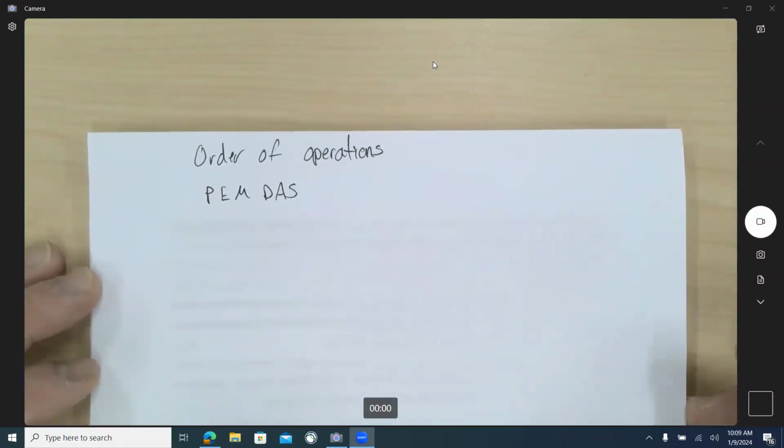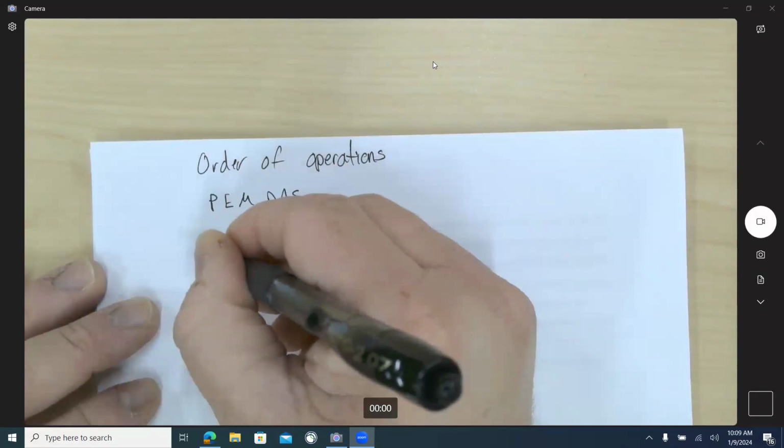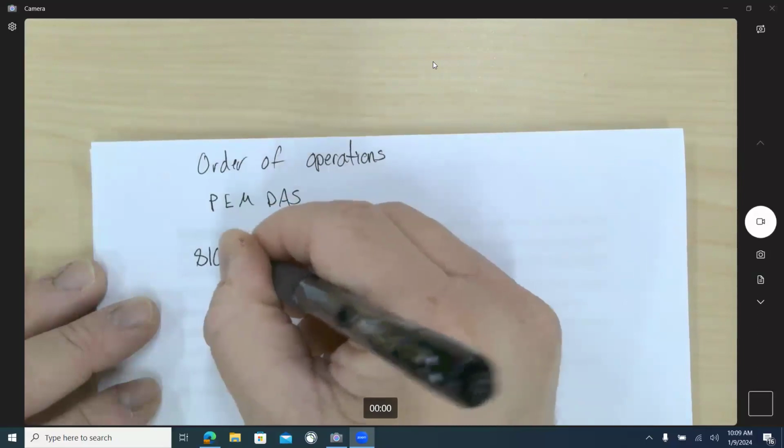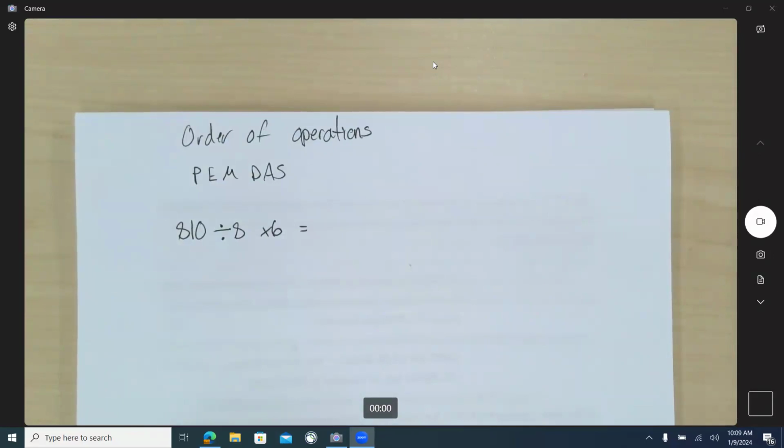So, let me try to remember here. Okay, let me write you a question. I want you all to do this on your own, okay? So the place that's got 20 plus people at Highland, don't cheat, all right? Don't work together on this. Try it on your own there. So 810 divided by 8 times 6, all right? I want you to tell me what the answer to this is based on the order of operations from what you remember, okay? And we will see what we get.